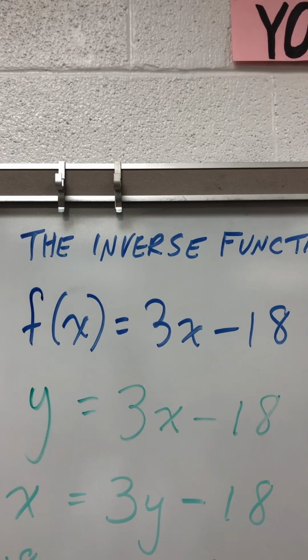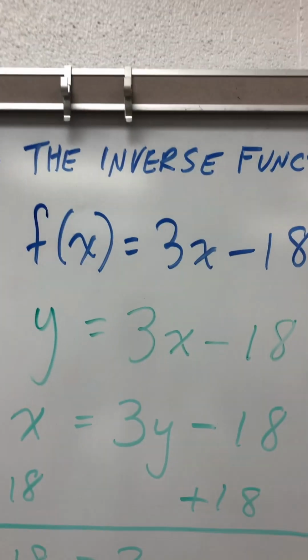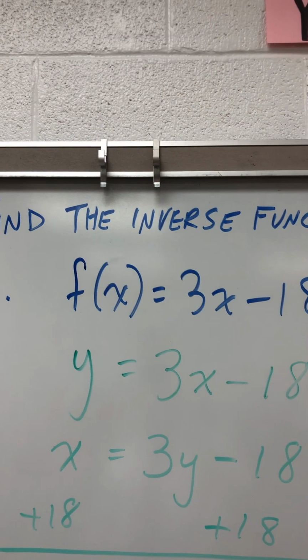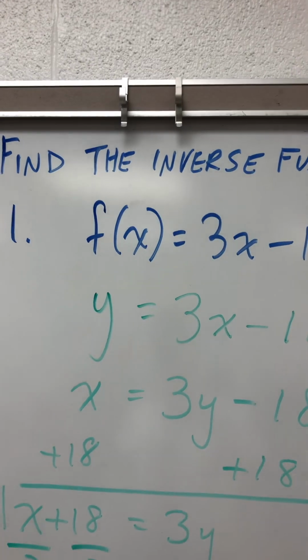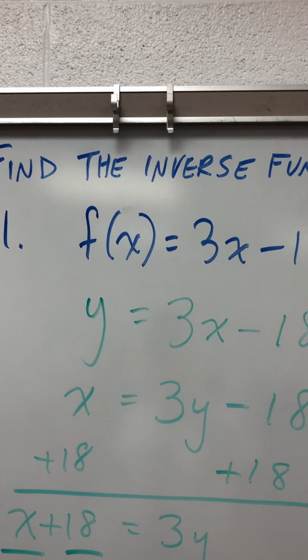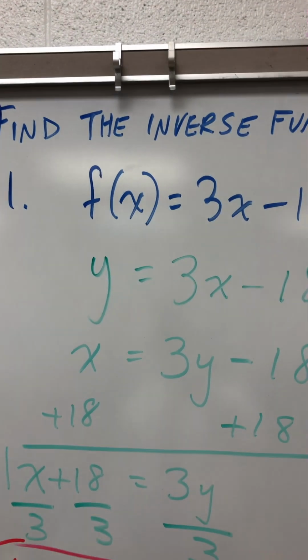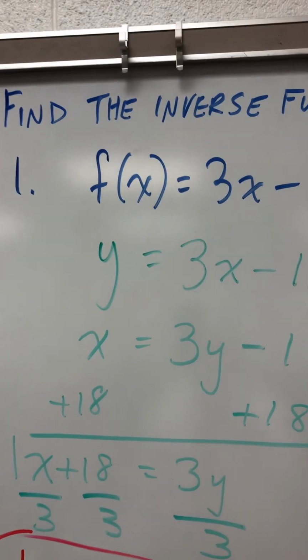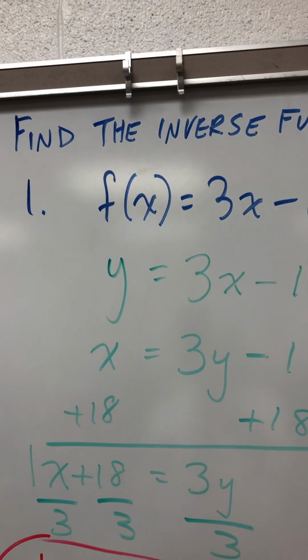How do we do that? How to get rid of minus 18? You plus 18. You can't combine x with 18, so you write x plus 18 equals 3y. Divide by 3. Whatever you do to one term, you do to every term.